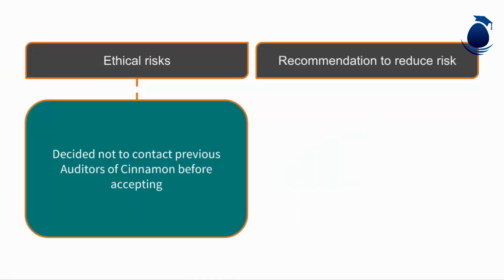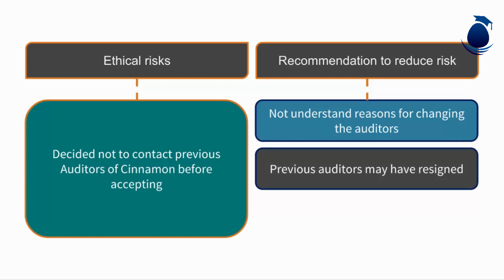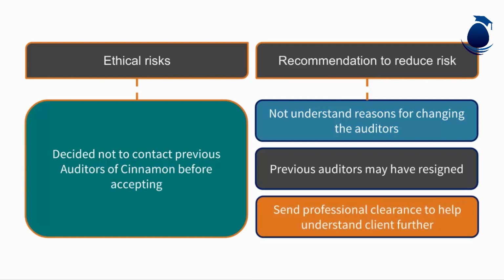Salt and Pepper have decided not to contact the previous auditors of Cinnamon before accepting them as an audit client. Contacting the previous auditor or professional clearance would give the reasons as to why Cinnamon are changing auditors in the first place. It could be due to unethical behavior that the previous auditors are not happy with. Therefore, they may be accepting a client that the previous auditors refused to work for. Salt and Pepper should therefore ensure contact is made with the previous auditors to ensure they fully understand the client and any issues that could be associated with auditing them as soon as possible.